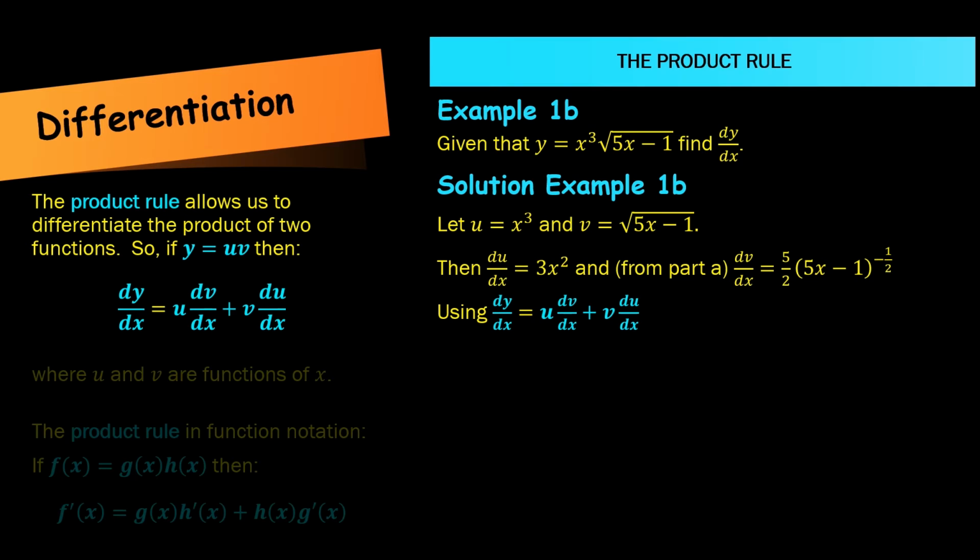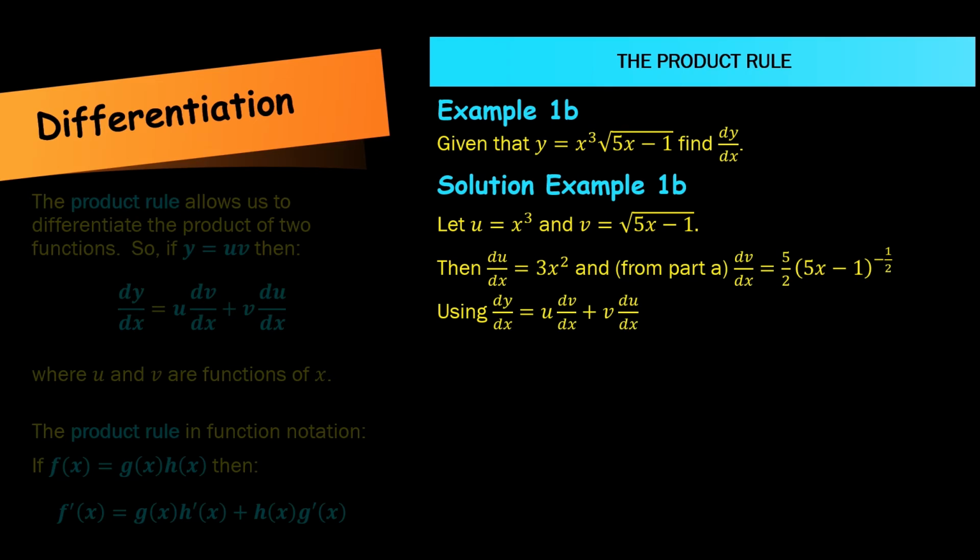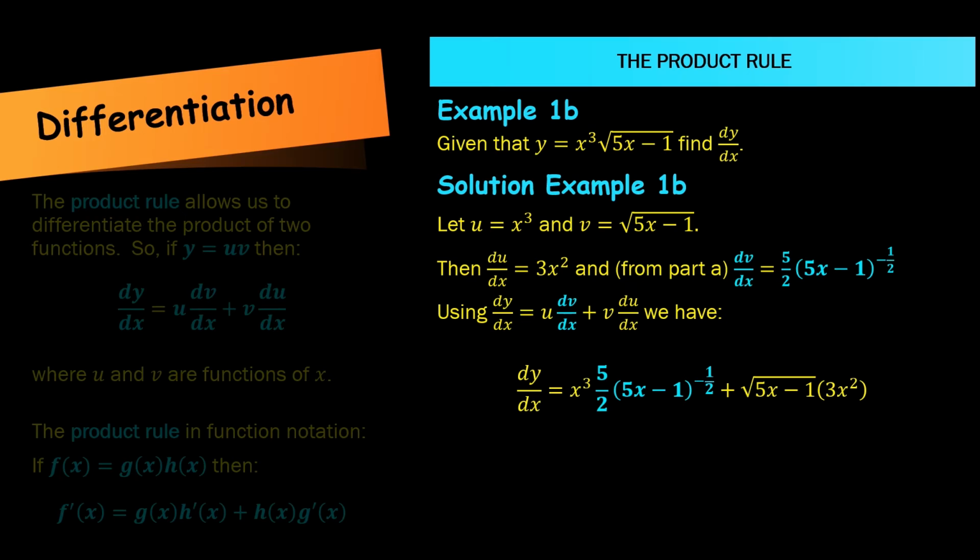And so we can apply the product rule. Dy dx equals u times dv dx plus v du dx, to give us that dy dx equals x cubed times 5 over 2 times 5x minus 1 to the power minus a half plus root 5x minus 1 times 3x squared.